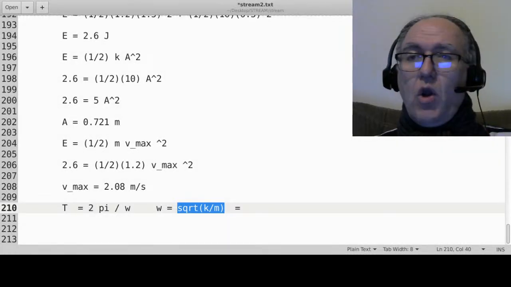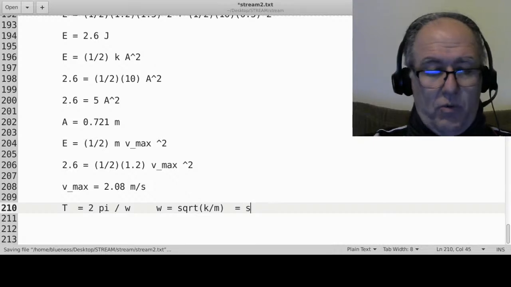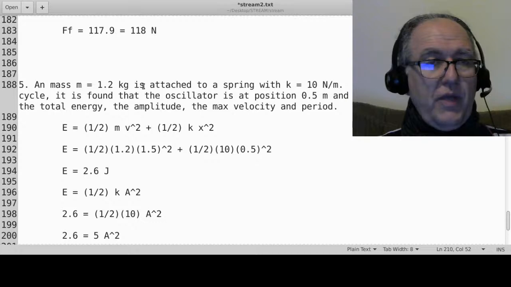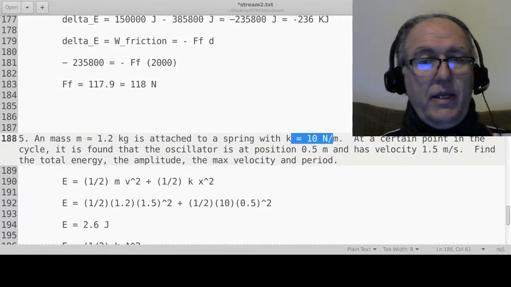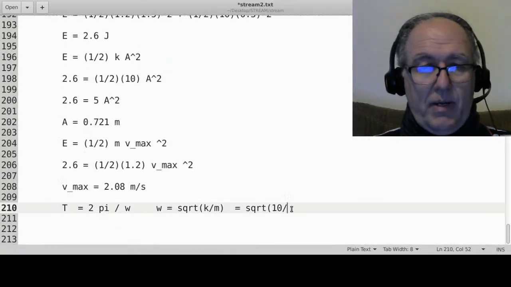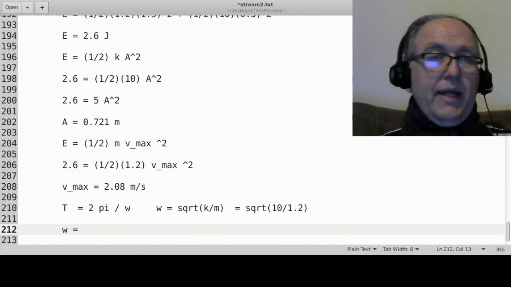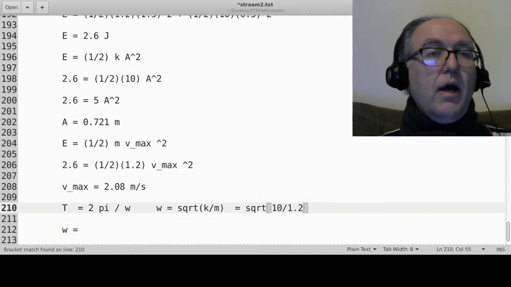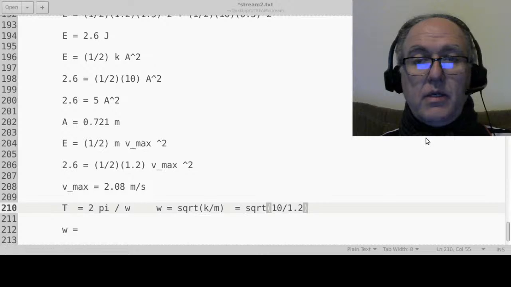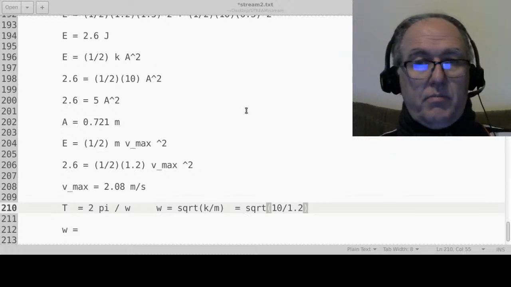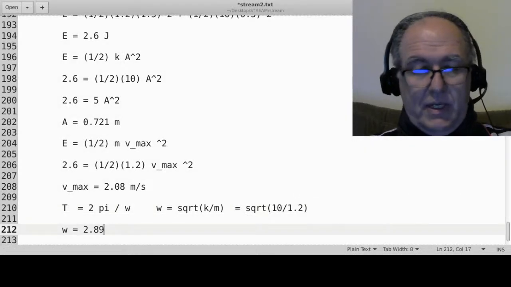Okay, so what's this equal to? It's the square root of k. I said k was 10. m was, I forget now, 1.2. Yeah, so k was 10, and m was 1.2 here. So we've got 10 divided by 1.2, like that. And so omega is equal to, let me work that out. Where's my calculator? Here it is. So this is the square root of 10 divided by 1.2, and it turns out to be this number right here. Actually, it rounds up to 2.89 like that.